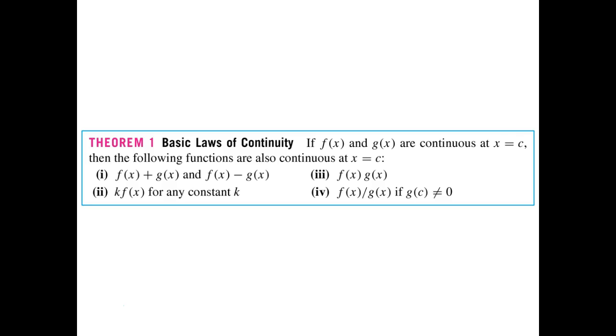Then the following functions are also continuous at x equals c. The sum of two continuous functions is a continuous function. The difference of two continuous functions is a continuous function. The product of a constant times a continuous function is also a continuous function for any constant k. Any constant k, even 0. Okay? Is infinity a constant? No, it's not a number.